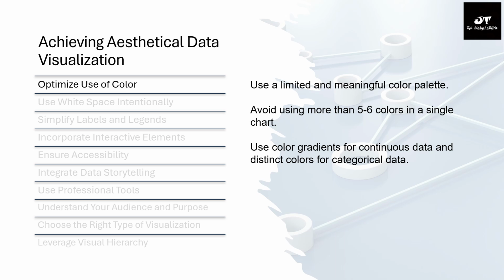The fourth underlying principle is to optimize use of color. A well-thought-out color palette enhances clarity and comprehension. Limit colors to 5 to 6 per chart to maintain visual harmony, using distinct colors for categorical data and gradients for continuous data. Thoughtful use of color improves engagement while preventing confusion or visual clutter. Additionally, leveraging consistent color coding across multiple charts within a report or dashboard strengthens visual coherence and makes comparisons easier.